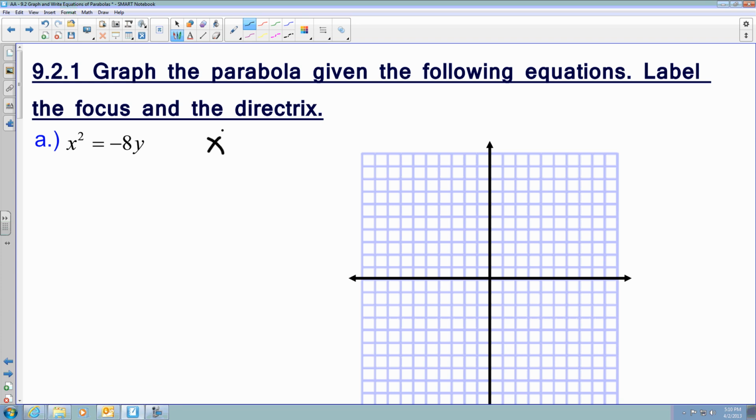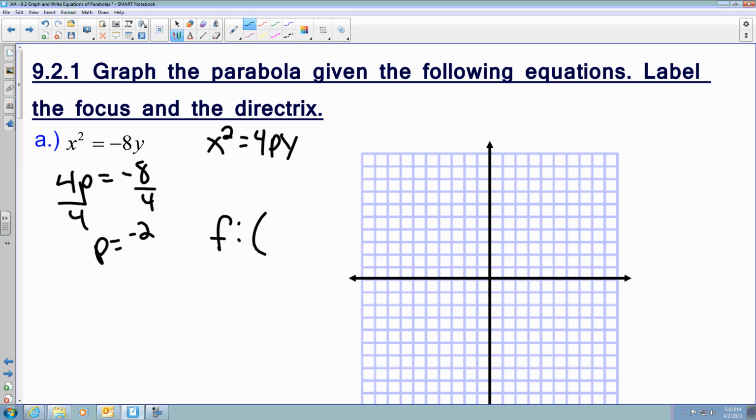So it looks like x squared equals 4py. What I need to do is find what p is. I know that 4p equals a negative 8. So if 4p equals negative 8, I can just divide both sides by 4, so my p equals a negative 2. If p equals negative 2, that means my focus is going to be at coordinates 0, comma, negative 2, and my directrix is going to be at y equals a positive 2.